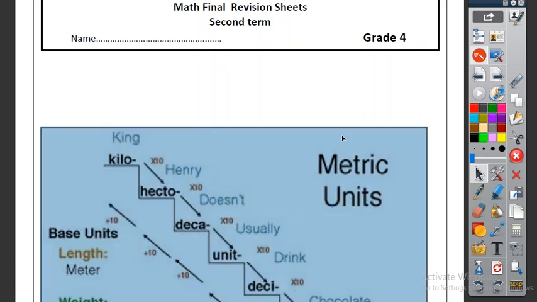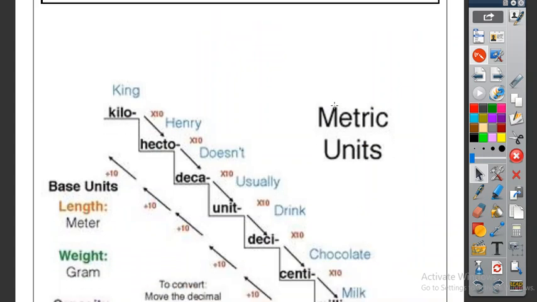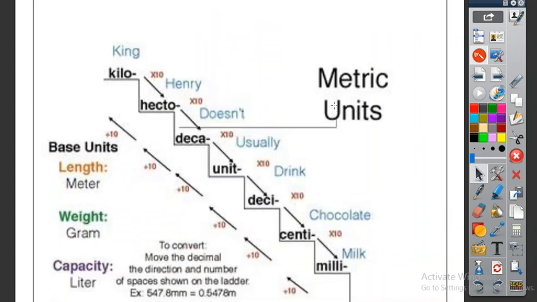Okay, we will start with the metric units, and as we said before, it starts with kilo, hecto, deca, unit, deci, centi, milli. To help you memorize them by heart, in sequence, we put a sentence for you: King Henry doesn't usually drink chocolate milk. King is kilo, Henry hecto, doesn't deca, usually is the unit. Drink is deci, chocolate is centi, and milk is milli.